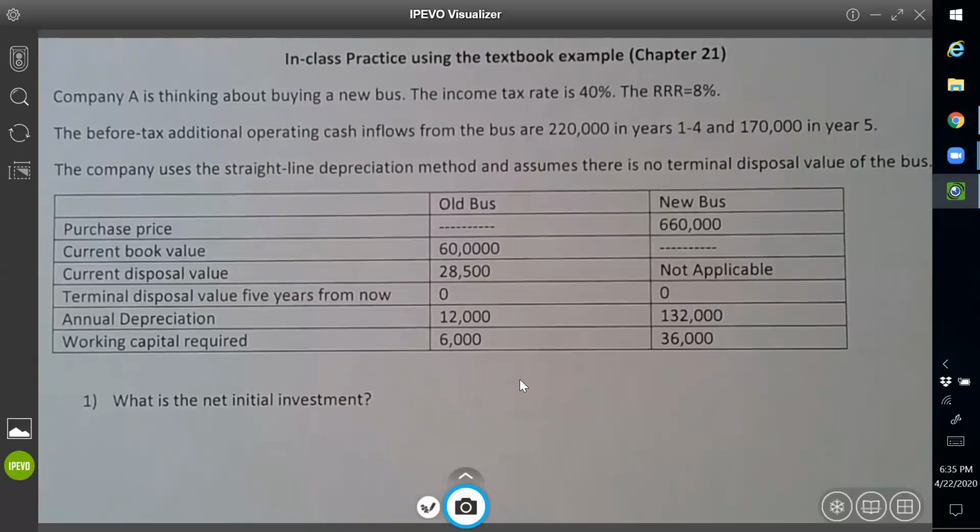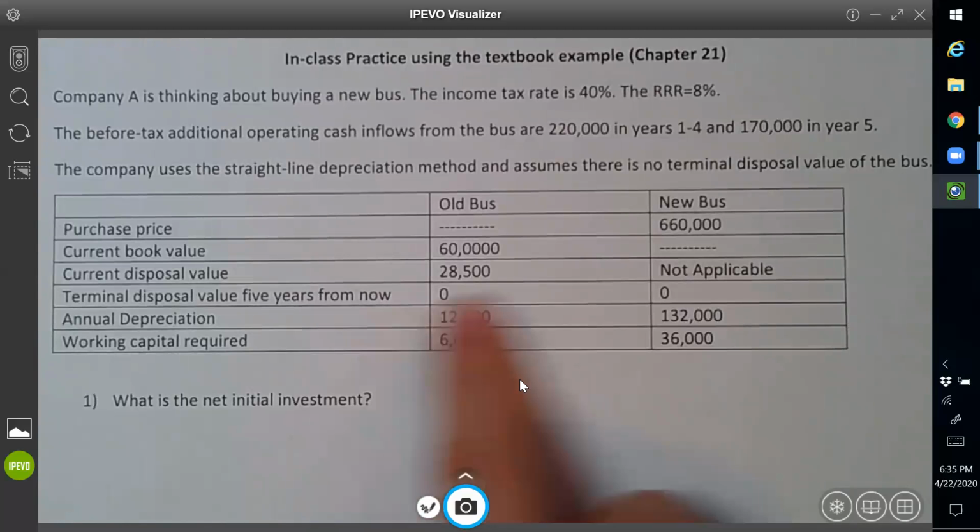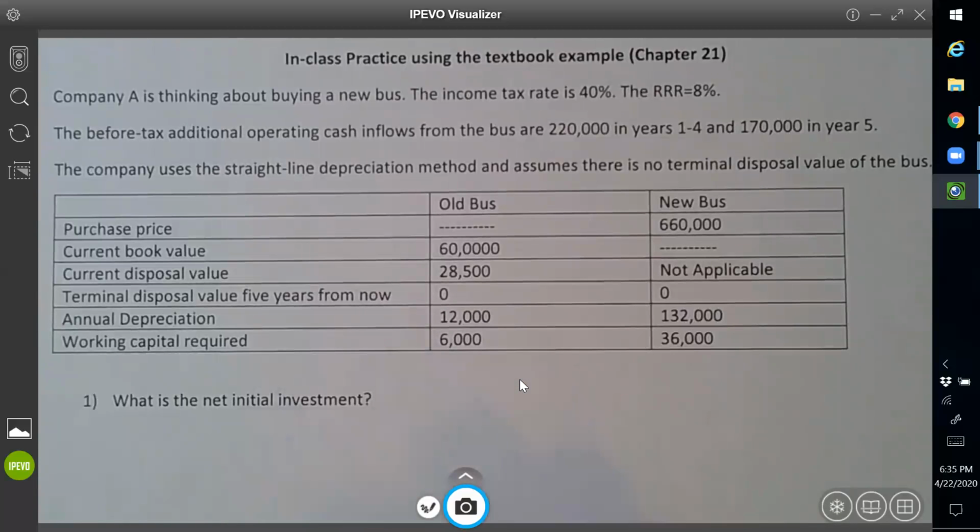Your final exam will also be related to this type of question. Different numbers, and the format may also be different. I use this table; on the final exam, you may just have all the information listed. But the logic is definitely the same. So let's look at this one.